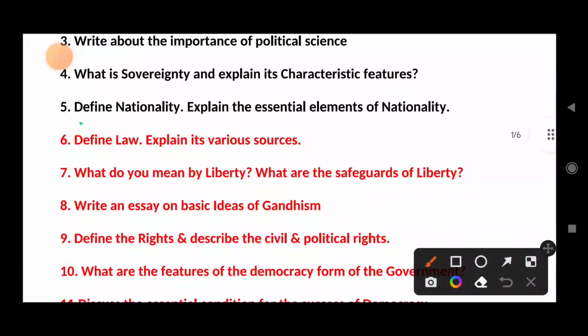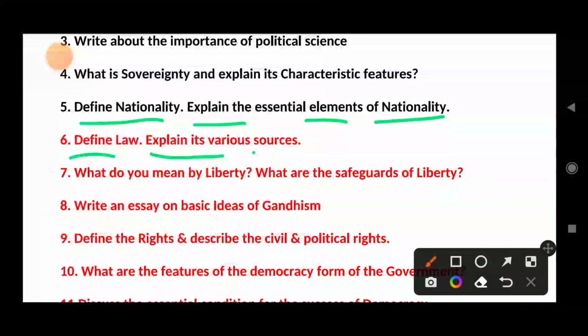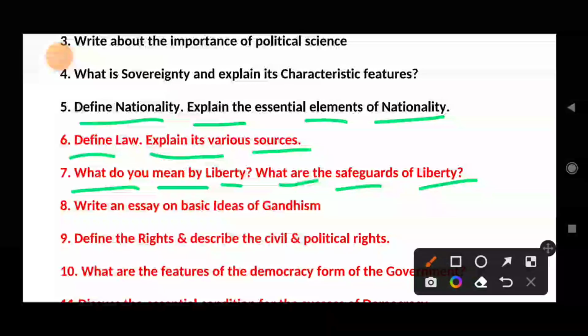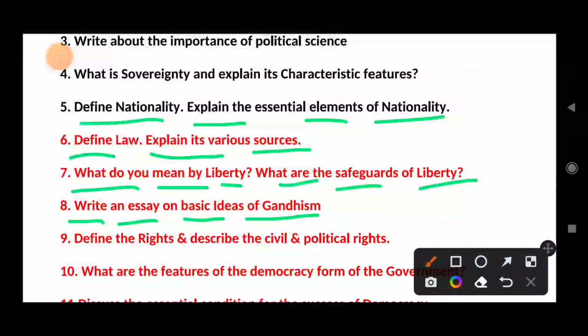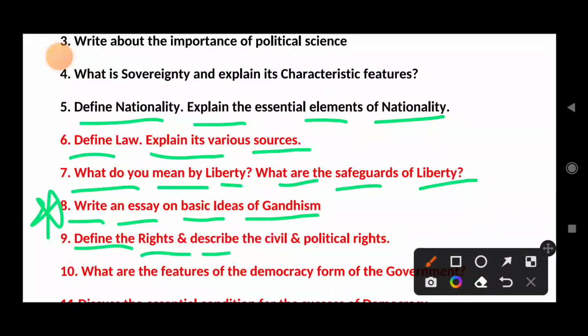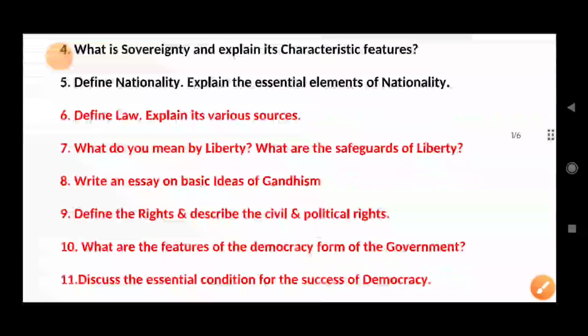Next, define nationality. Explain the essential elements of nationality. Define law. Explain various sources of law. What do you mean by liberty? What are the safeguards of liberty? Write an essay on the basic idea of Gandhism. This is a very important question. Define rights and describe the civil and political rights.